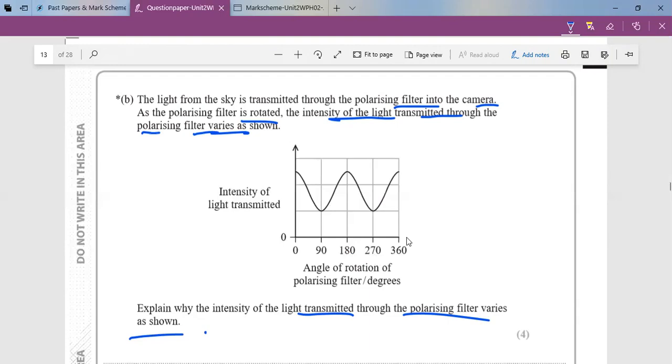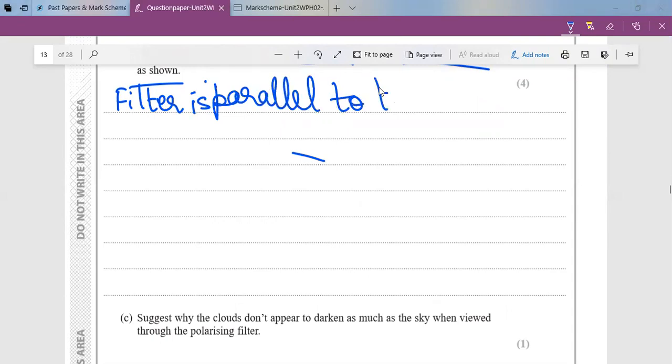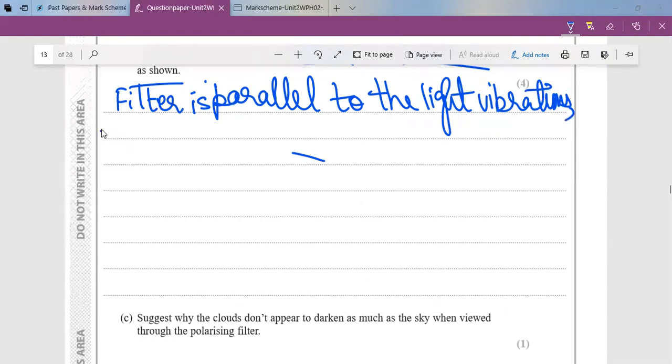So you have to write it the following way. The filter is parallel to the vibrations of light, right? Filter is parallel to the light vibrations. What happens? Maximum intensity is allowed to flow.